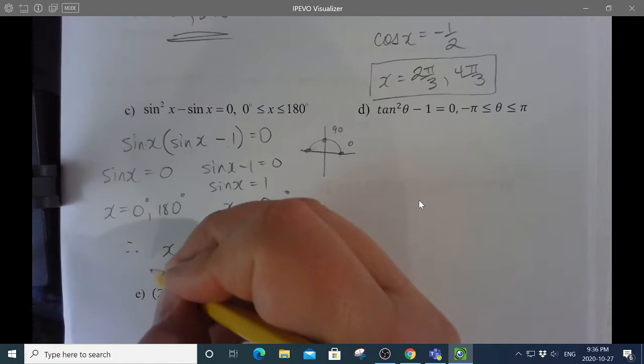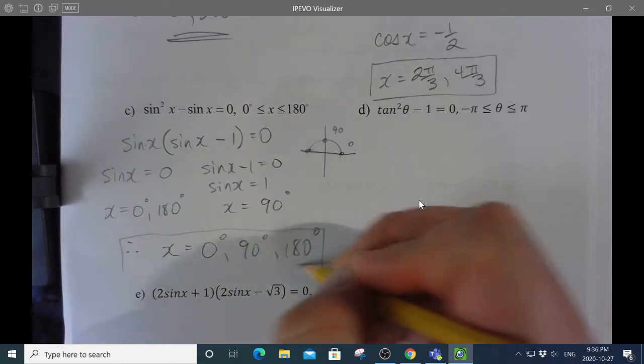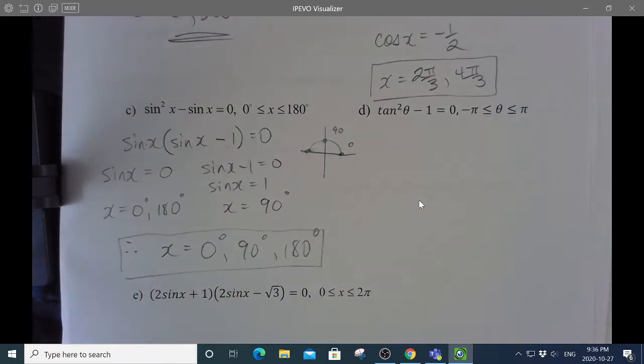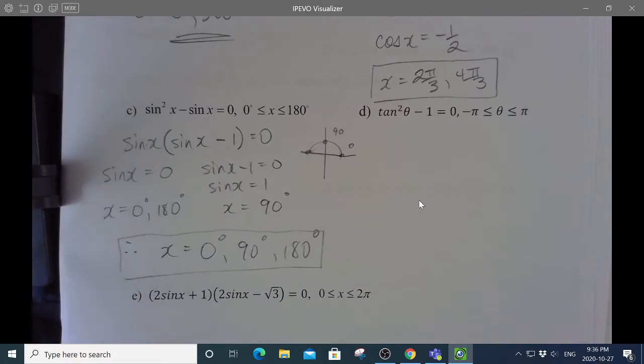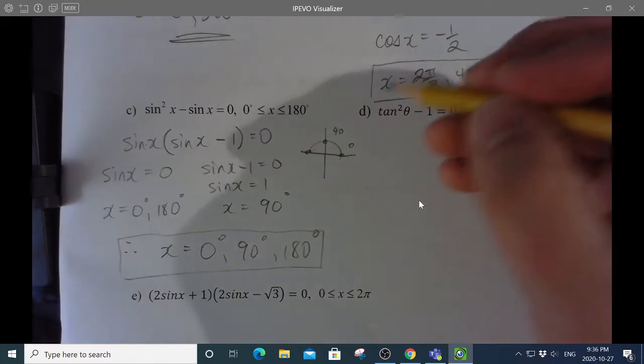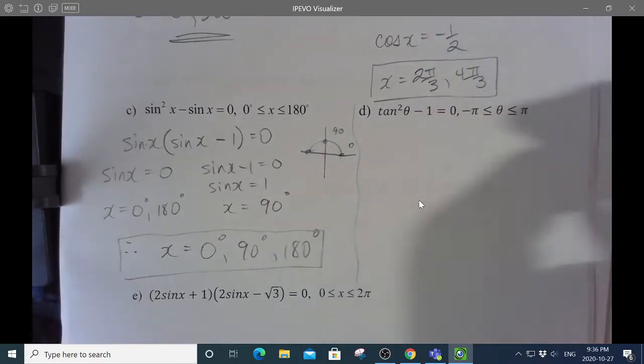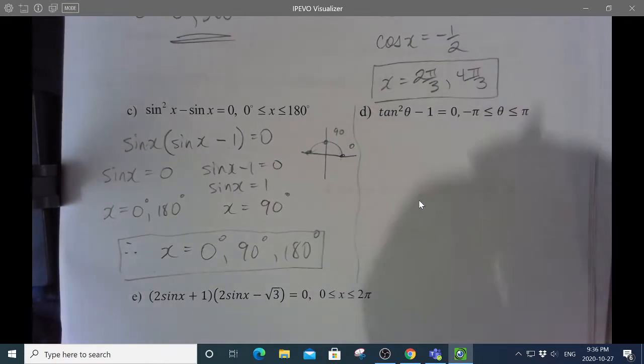No, you don't have to actually stop and put them all in order. But it is nice and neat and organized to do that. Okay, this one is a difference of squares. So I am going to actually factor that.